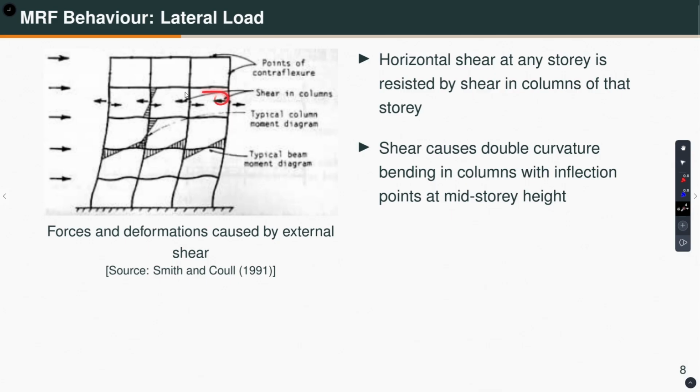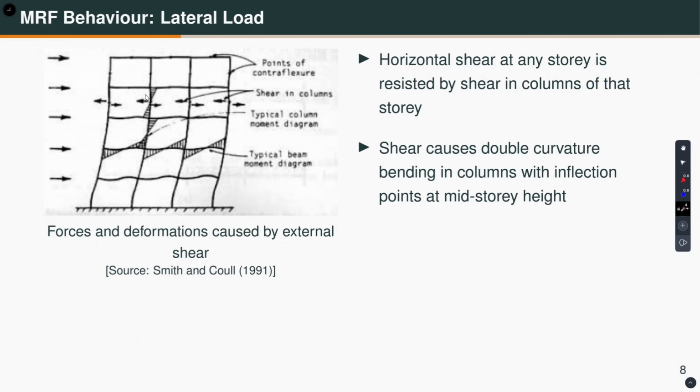So, what will this shear do? You will get horizontal shear at any story. These shear forces are in equilibrium with that. That means the external lateral shear is resisted through the shear force developed in the column. This is one thing, and this shear force causes double curvature bending in the columns with inflection points at the middle. This is what you can see. And I will show you a little bit more with another sketch.